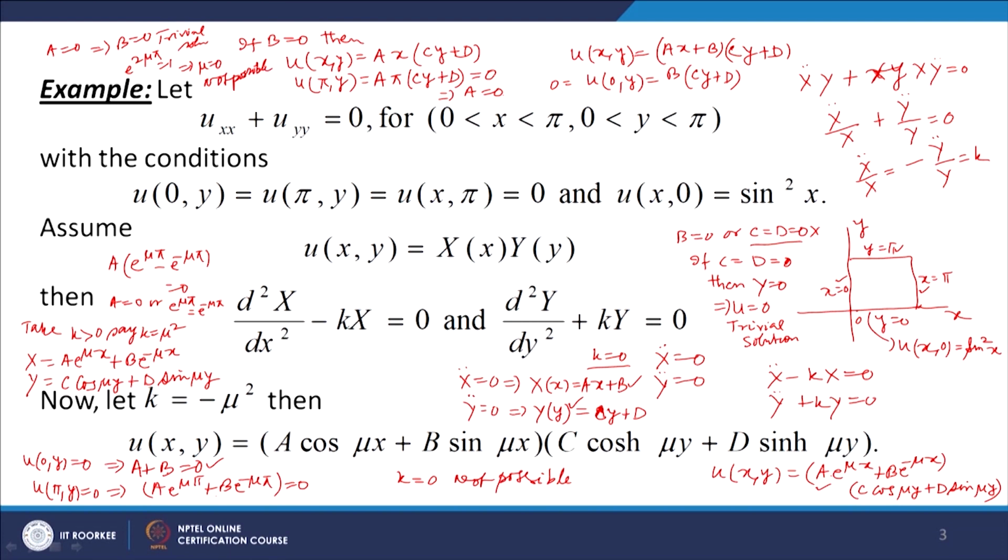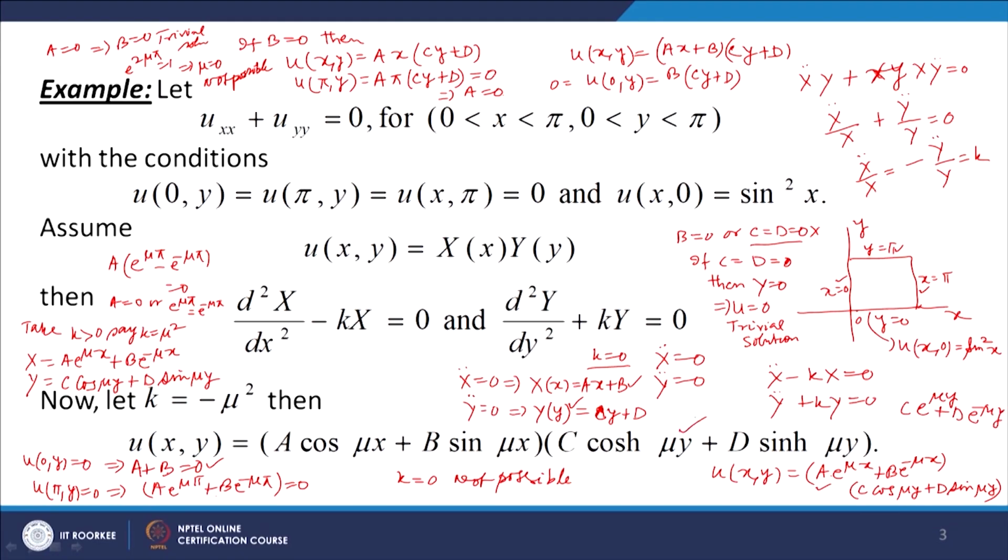So, what we do? We consider the case k less than 0, where k is minus mu square. When k is minus mu square, you put here minus mu square, d square X over dx square plus mu square X equal to 0 will give you A cos mu x plus B sin mu x as the solution. Okay? And here when you put k equal to minus mu square, you get the solution of this equation, d square Y over dy square minus mu square Y, as C cosh mu y plus D sinh mu y. We can write it as C e to the power mu y plus D e to the power minus mu y also.